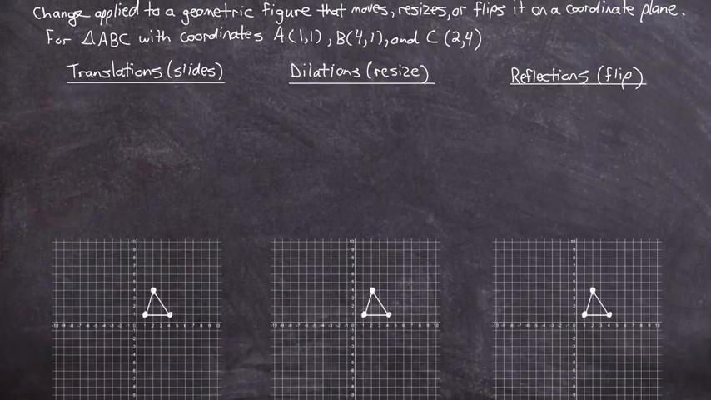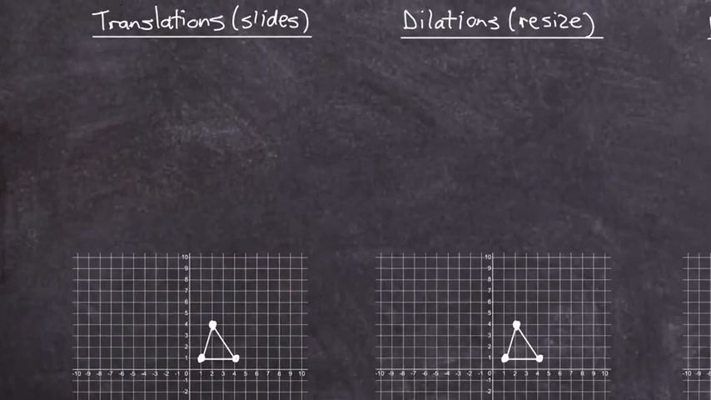If we start with translations, let me zoom in on that section. Translation just means to slide a shape left, right, up, or down. And it's going to be communicated like this. A translation of A, comma, B, where the A tells you how much it's going to shift left or right, and the B shifts it up or down.